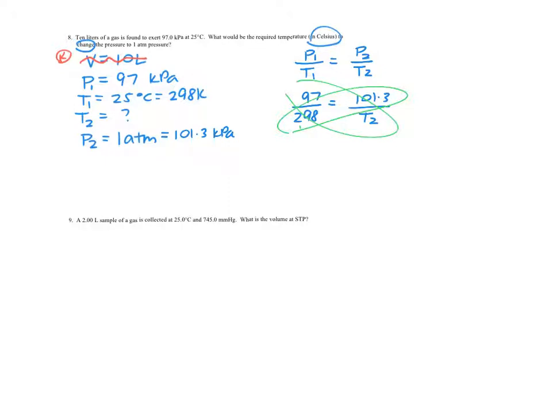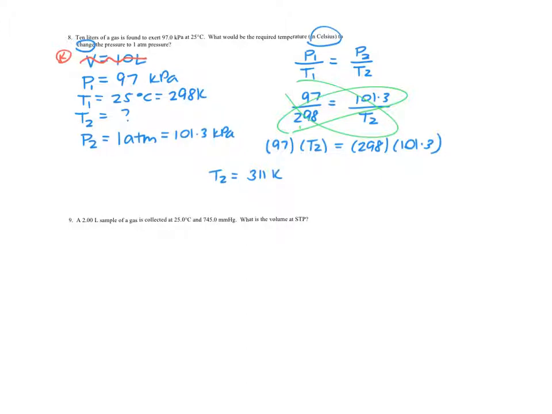So you're going to multiply 97 times T2 equals 298 times 101.3. My T2 is then going to come out to be 311. This is going to be 311 Kelvin. Because this number was in Kelvin here, 298, the answer is going to be in Kelvin.